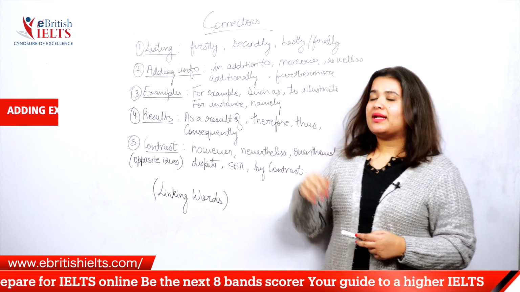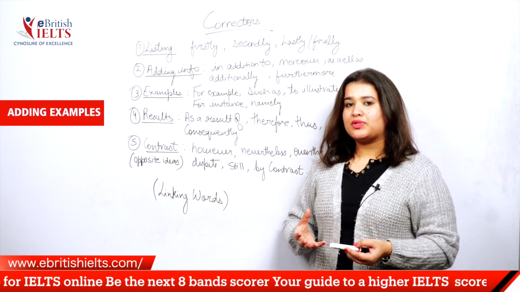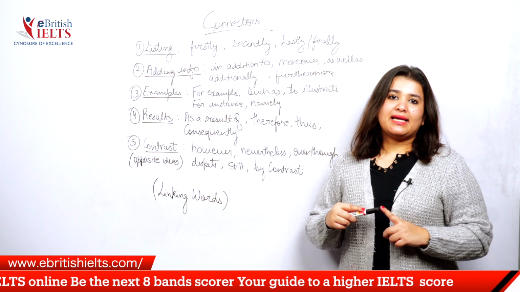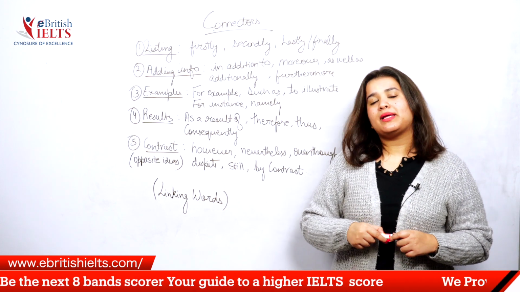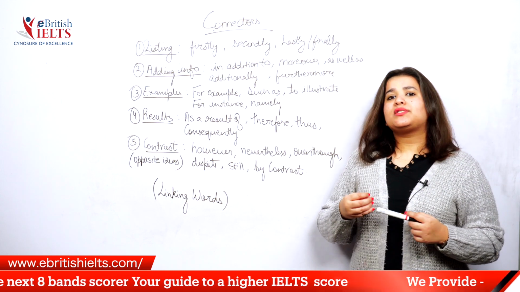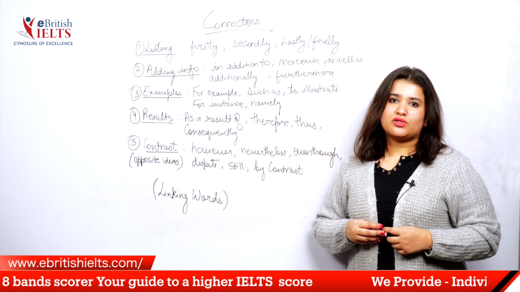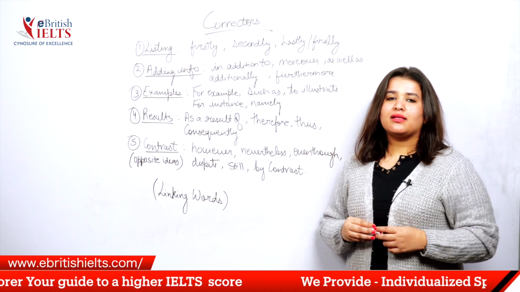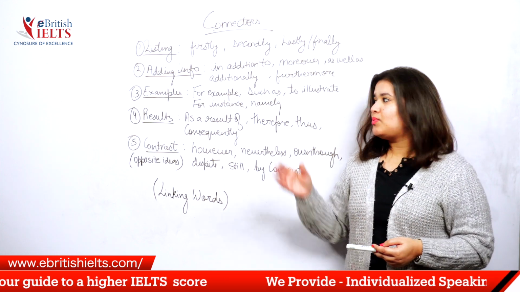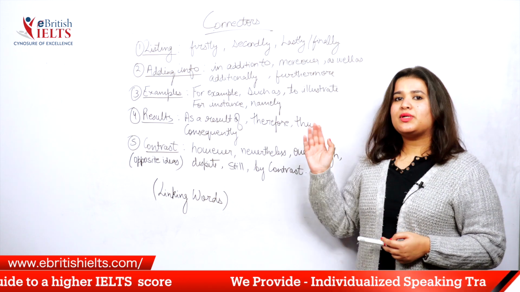Moving on, the third one is for adding examples. Now remember, we do not add any examples in the writing task 1. But it is always recommended that you add at least 2 examples in your writing task 2 to make it much more impressive, and also to support the reasons that you're giving with the help of examples. So this is pretty straightforward.